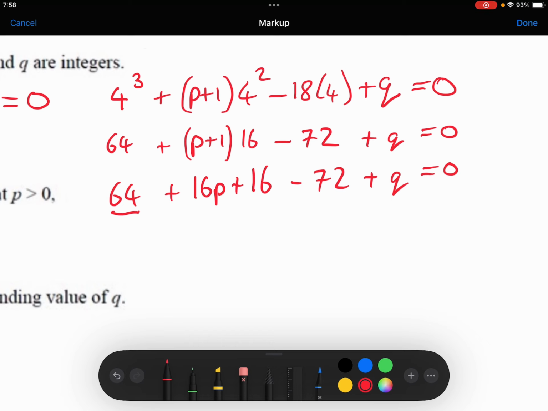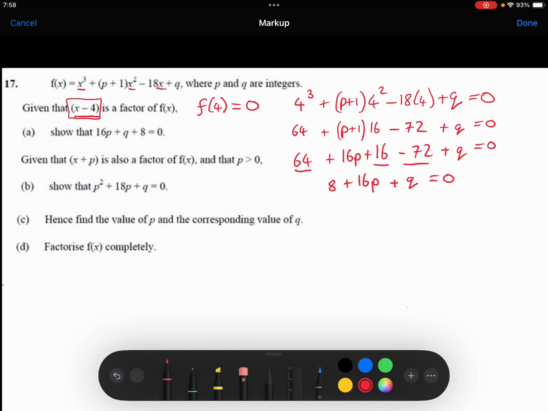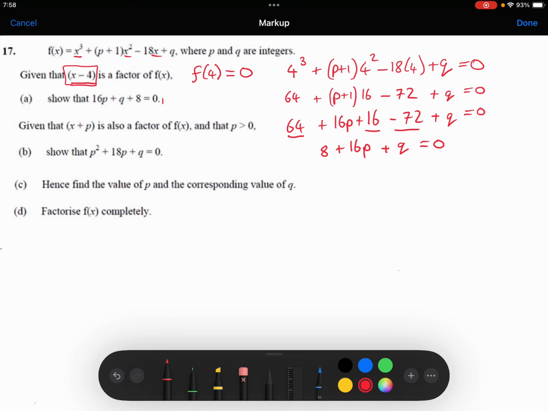The 64 plus 16 is 80. Minus the 72 is 8. We've got the 16p still there, and we've got the plus q still there. And now just comparing to what I needed to show, we can see we have done part A of the question. These are identical statements, so part A is done.